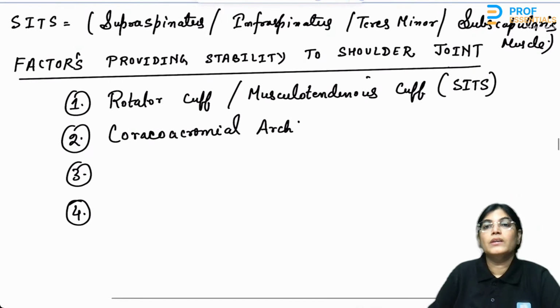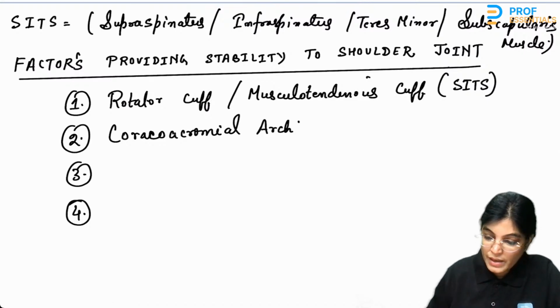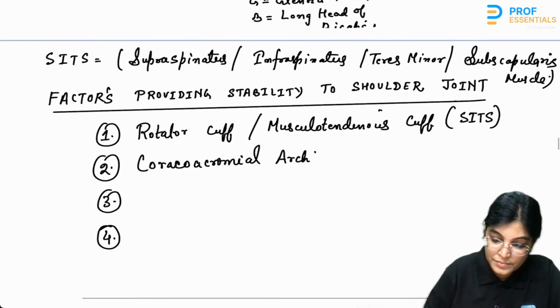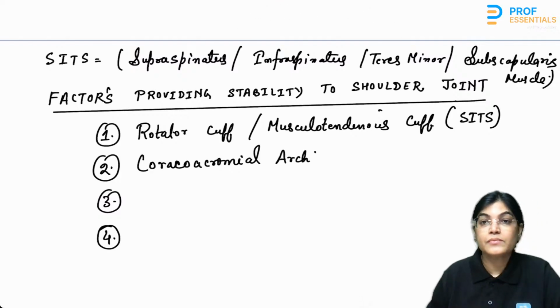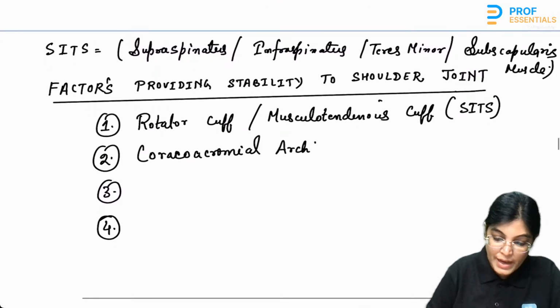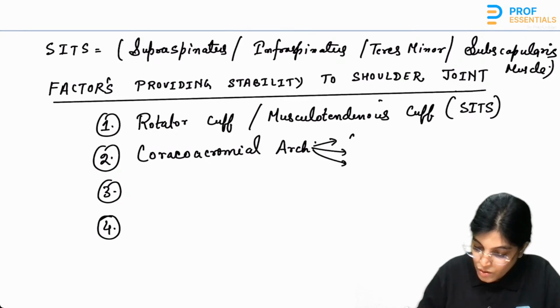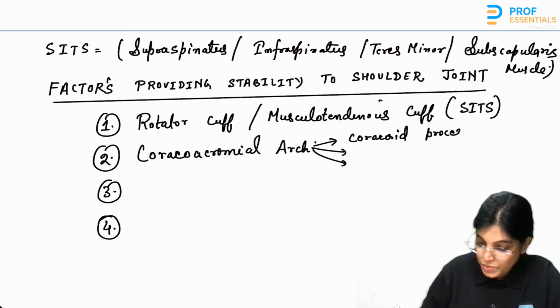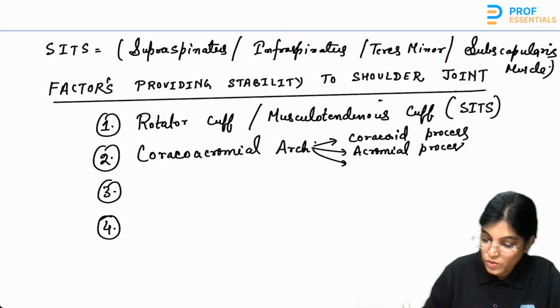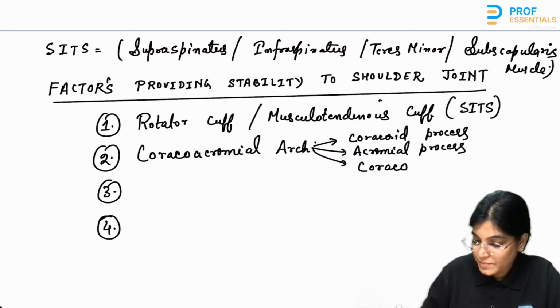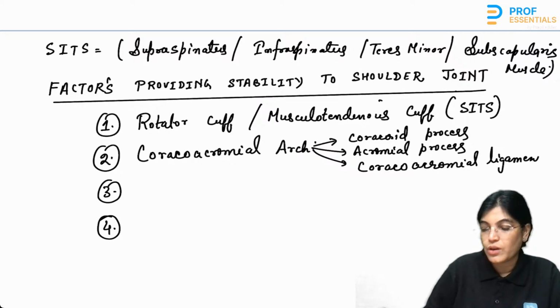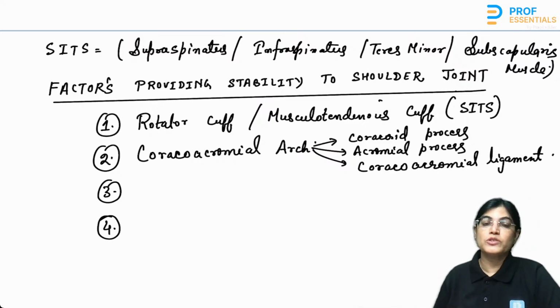Other than that, we have got the coracoacromial arch, which is formed by 3 structures: the coracoid process, the acromial process, and the coracoacromial ligament. This prevents the superior dislocation of the shoulder joint. This is supporting the shoulder joint superiorly.